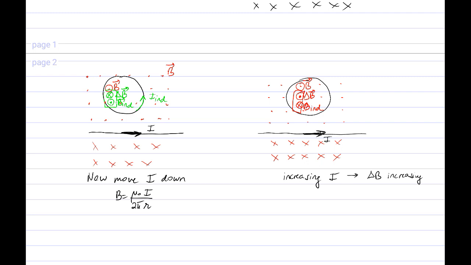So now when I place my hand with my fingers into the loop in the direction of the induced magnetic field, then I get a current that is clockwise. So the induced current is going to be clockwise through that loop. All right, I hope this helps.